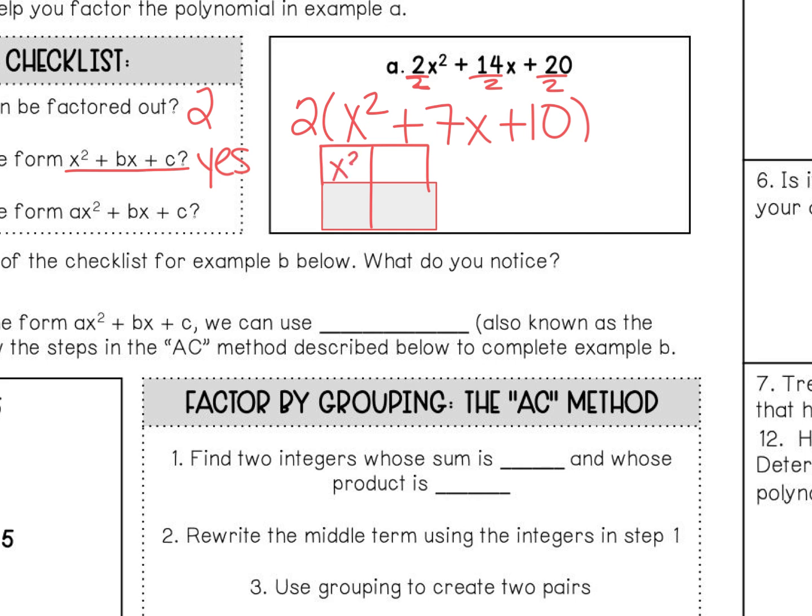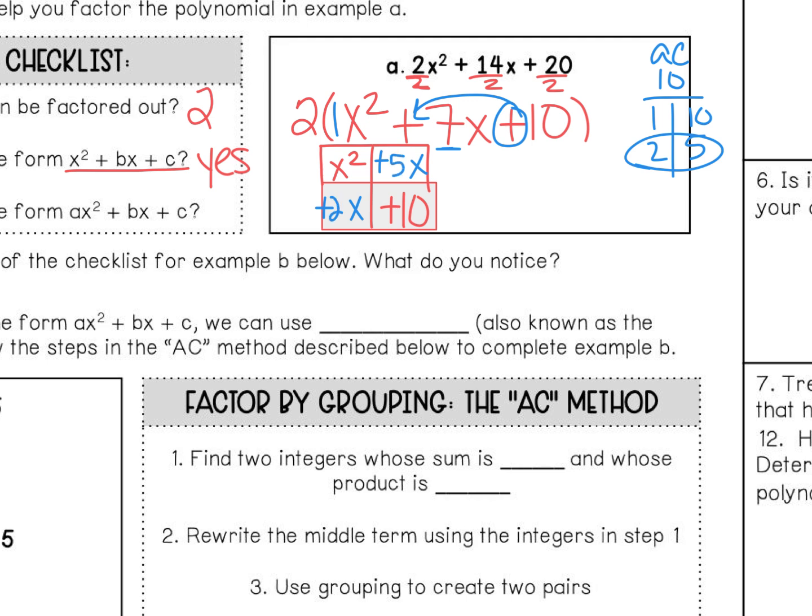Remember we said A goes here, C goes here. Pay attention to your signs. C is positive. What does that mean about your symbols? They're gonna match, and it happens to match B. So something X, both positive. We talked about A times C yesterday. So my A is 1. So I need the factors of 10 that will add to be 7. So I've got 1 and 10 and 2 and 5. Which of these gives me 7? 2 and 5. 2 and 5.